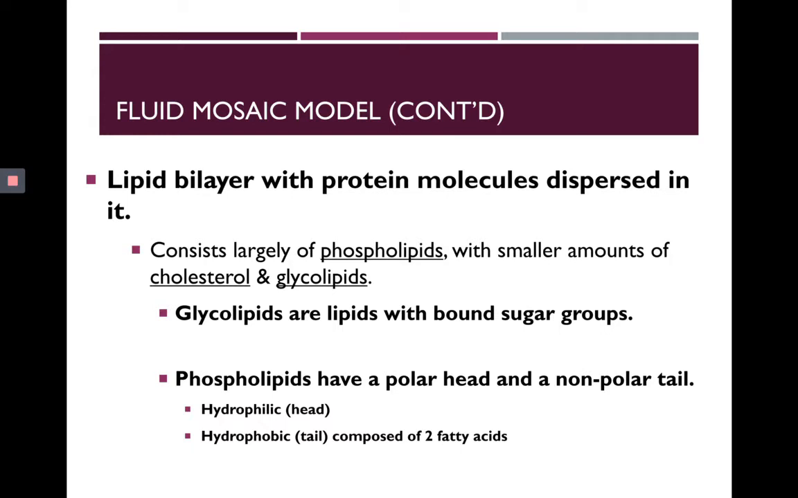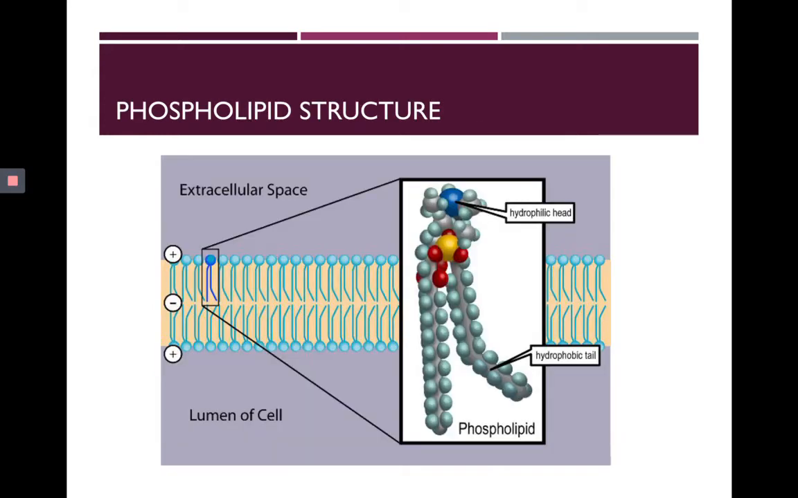Any type of molecule that has both areas, an area that likes water and an area that does not, we call that type of molecule amphipathic. If it just liked one or the other, we would just call it hydrophilic or hydrophobic, but when both are present, we call that type of molecule amphipathic. So let's look at phospholipid structure closer.